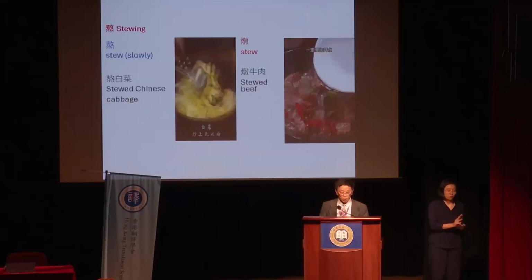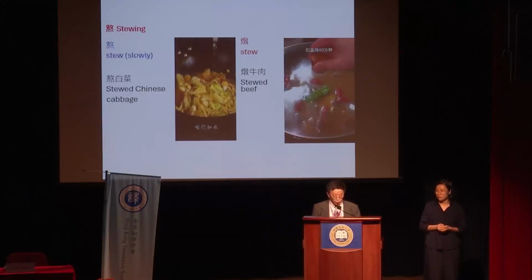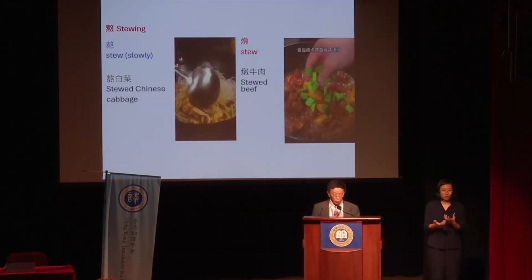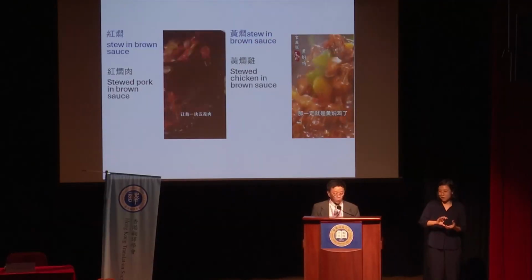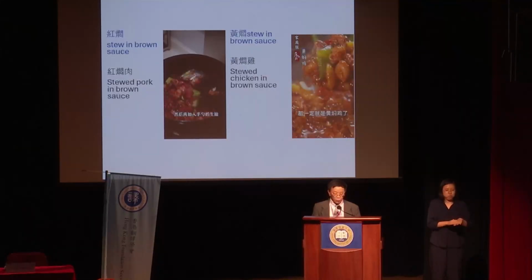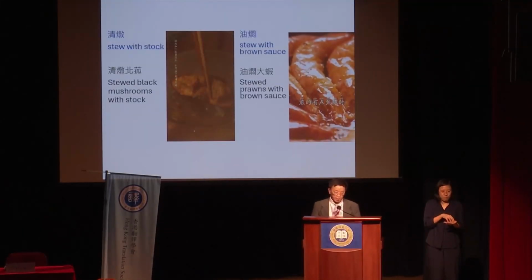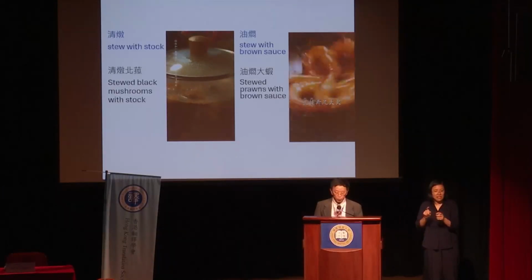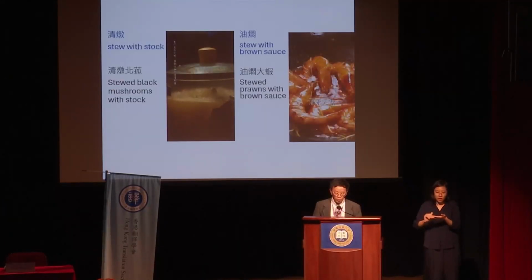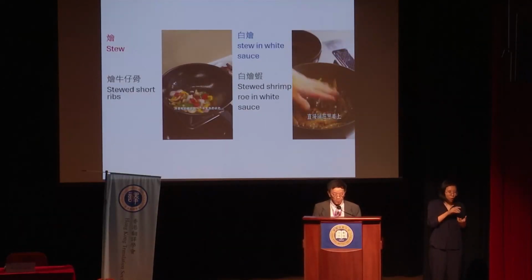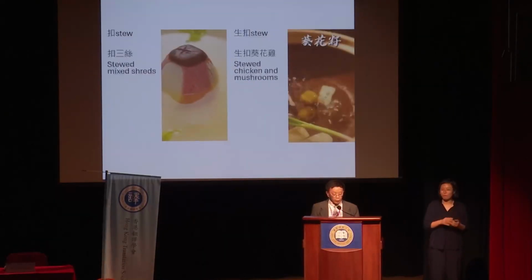Stewing would be a kind of stew slowly. Dun would be stewed in a long way. That would be 红焖, meaning you stew with brown sauce. 黄焖 is also in brown sauce. 清炖 means that you stew with stock. 油炖 means we stew with some brown sauce or with oil, and so on. Another method was stew.